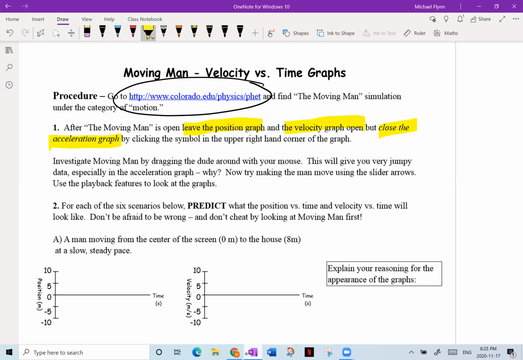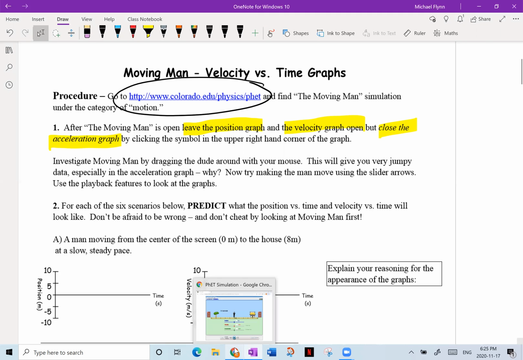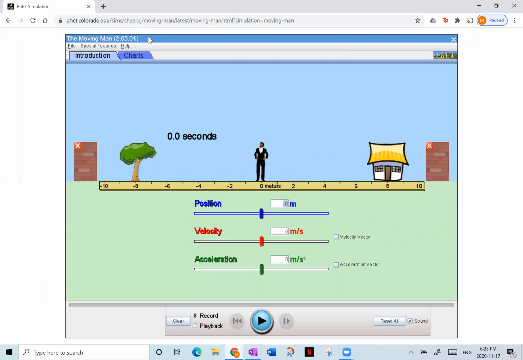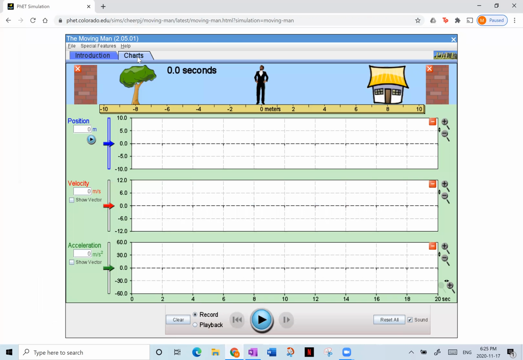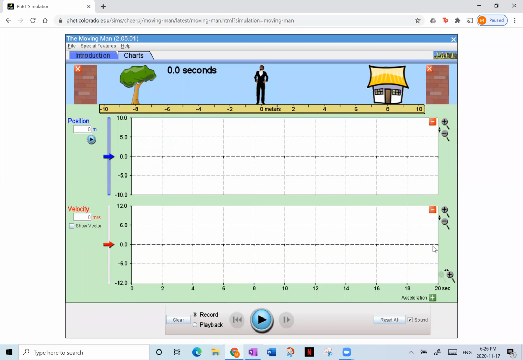Okay, so go to the Moving Man, and I actually want you to do this, guys. It's like a little virtual lab. What it doesn't tell you is you have to click on charts. So click on charts, right? And now that we've clicked on charts, we see the three graphs. It says to close the acceleration time graph. You see right over here where my mouse is moving around, that's the acceleration time graph. I'm going to click on the symbol and now it's closed. All right. Now we'll return to our instructions.